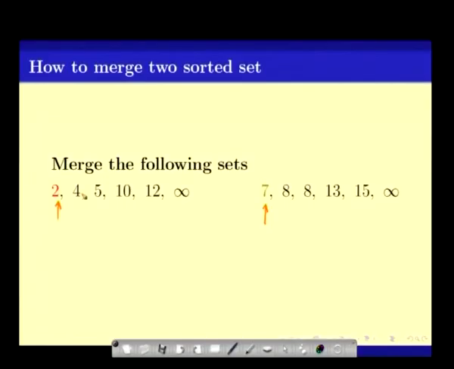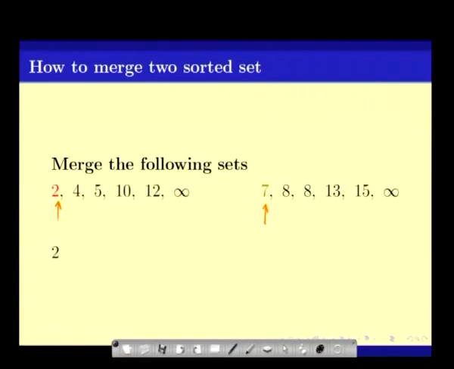Note that the list on the left is sorted and the list on the right is sorted, and we are taking the smallest elements of both lists. The smaller of 2 and 7 must be the smallest element in the whole set S. So what do we do? We compare 2 and 7, and whichever is less, in this case 2, we output below.